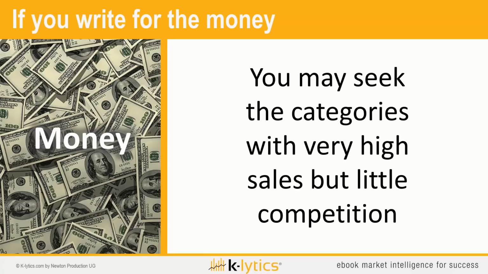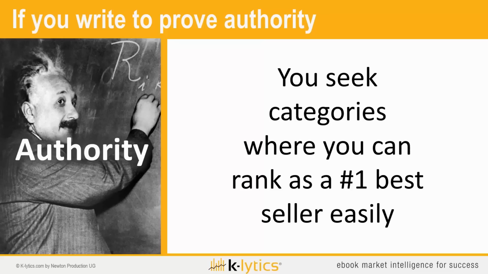Okay, and if you write for the authority, again, you will select different categories or genres in the first place, because what you seek is a category or genre where you can rank as a #1 bestseller or an authority easily, where you can dominate a certain field of expertise. And obviously all these purposes are not mutually exclusive. So you see, before you ask what is the best category, do me a favor and write down a little bit what you are actually aiming for with the publication that you do.